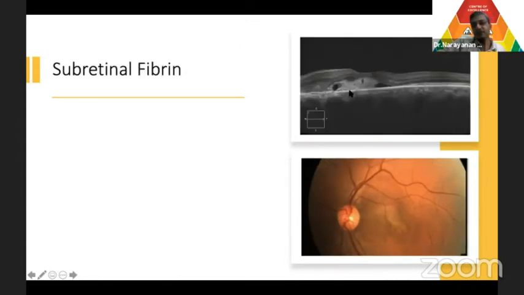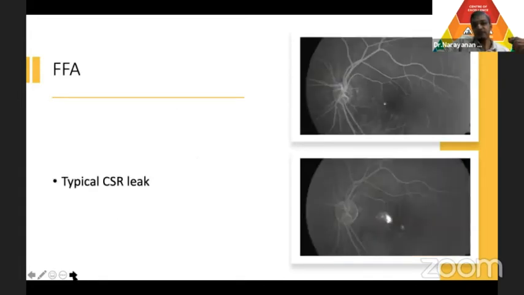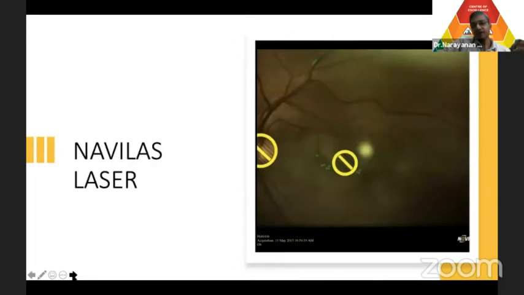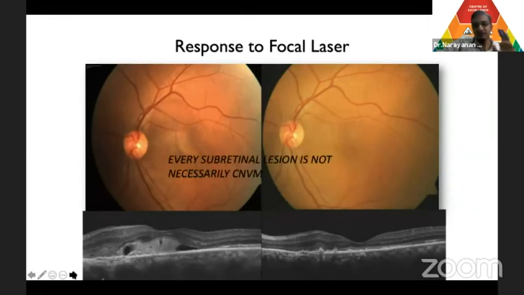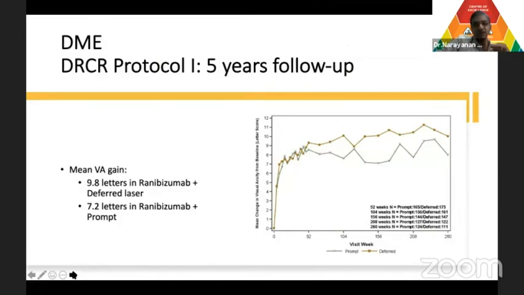On OCT, he had this hyperreflectivity, some subretinal fluid, and when we did the FA, it was actually subretinal fibrin, and you could see the typical CSR leak, pinpoint leak. We did Navilas laser, and with no further injection, only laser, this was the result. So not everything which is hyperreflective with fluid is CNVM. Don't keep injecting just because there is something hyperreflective.